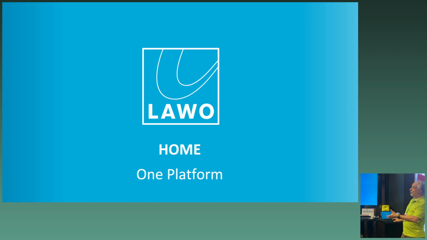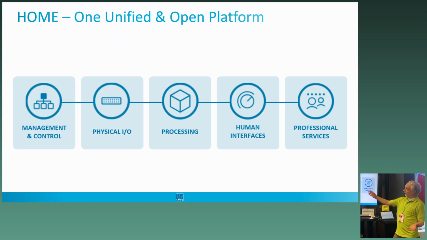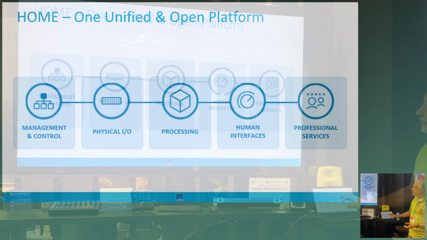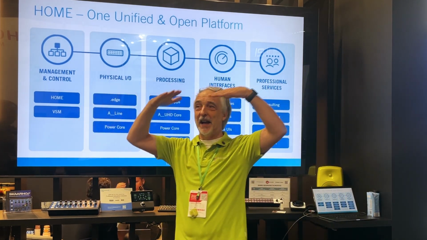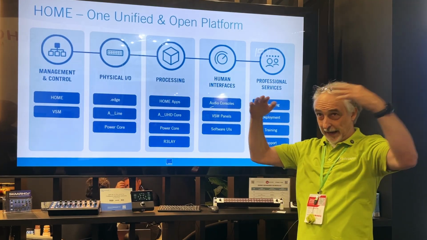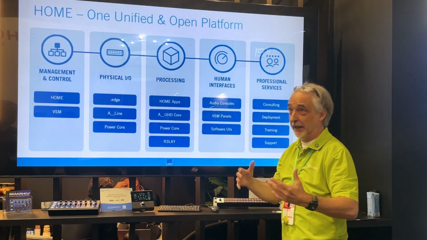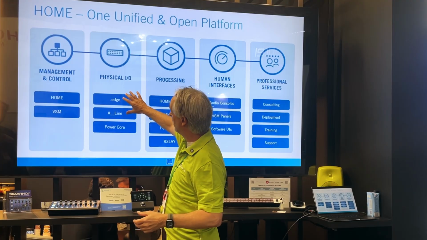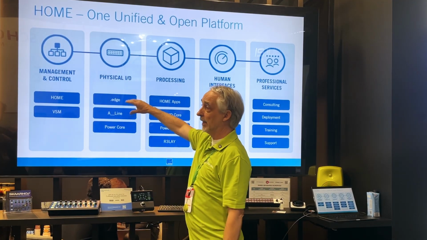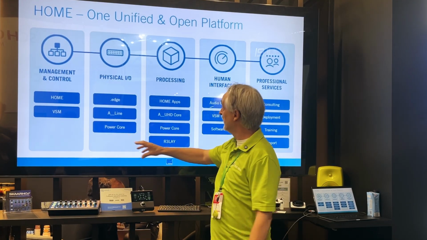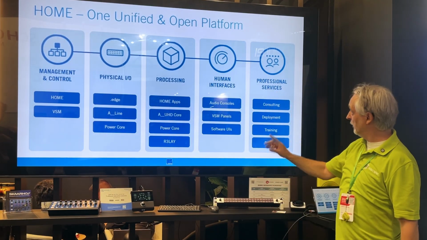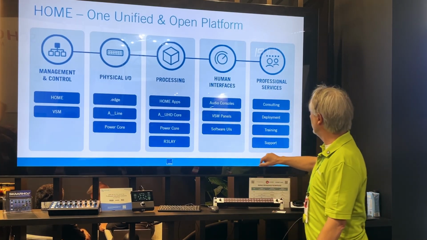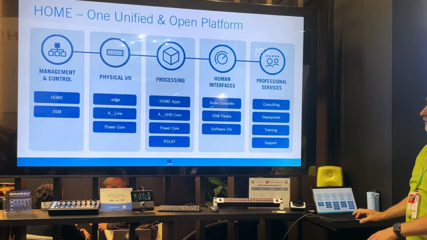Essentially, Lawo Home is a one-platform approach. It covers management control, physical I/O, processing, human interfaces, professional services. For management and control, we have the VSM system, which is an upper layer software system. But again, as I said, it's not the only one which can connect to Home. In fact, there are many more. We have Home itself. We have devices, physical I/O, where we would line up third-party devices as well. We have the software-based part, which I will have one or two slides coming up for as well. And then professional services is also part of the Home ecosystem.